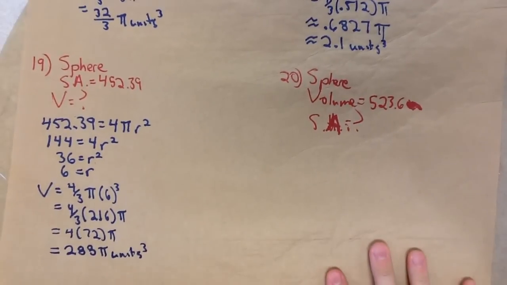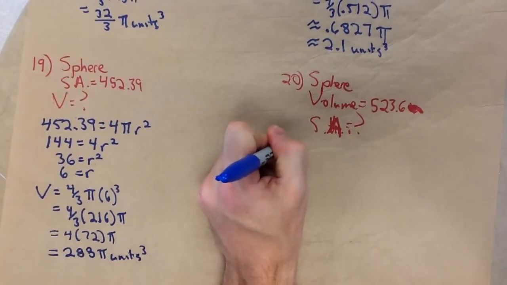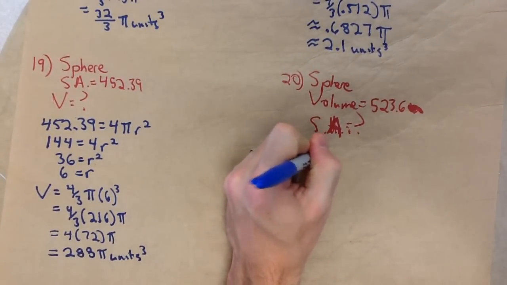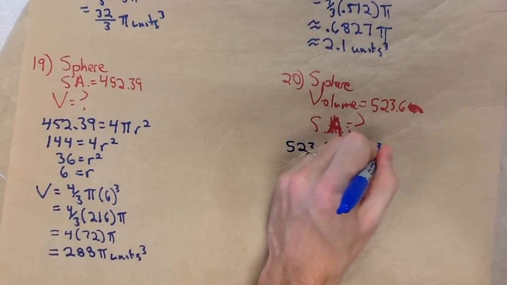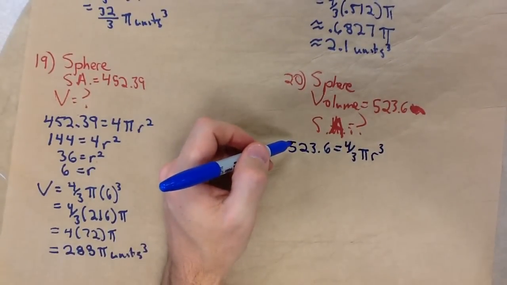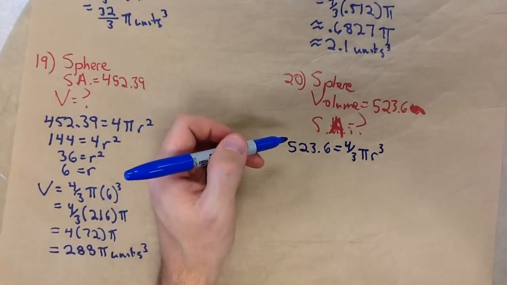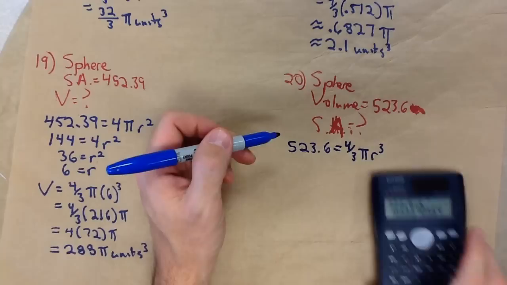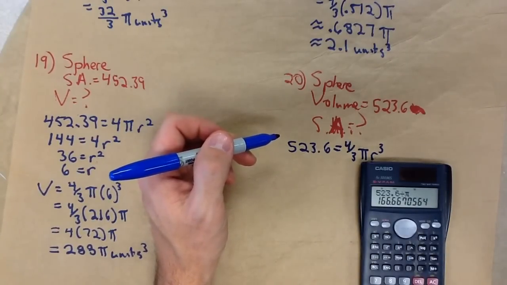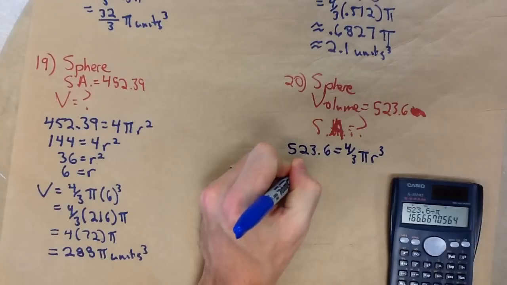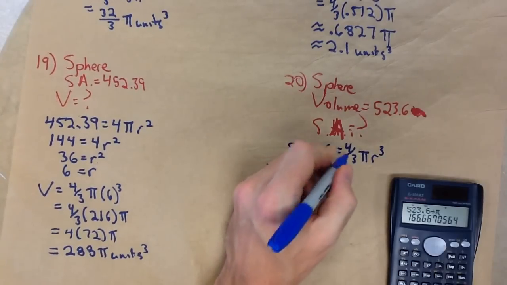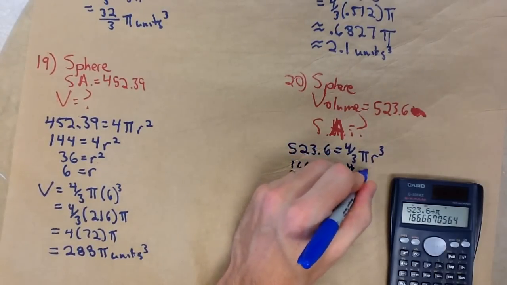For number 20, I'm given the volume, and I have to get the surface area. So I got 523.6 equals 4/3 pi r cubed. Let's do the same thing, take 523.6 and divide it by pi. In doing that, I get 166.667. Well, that's equal to 4/3 r cubed.